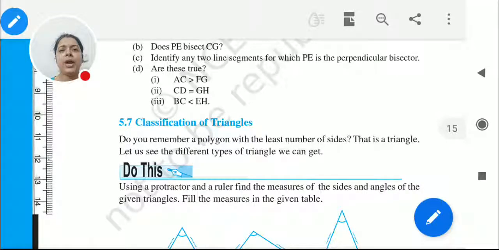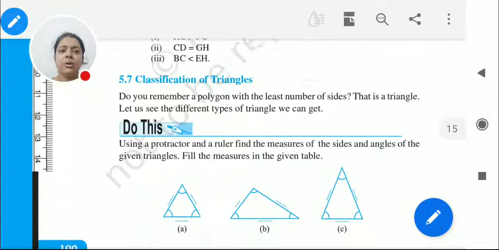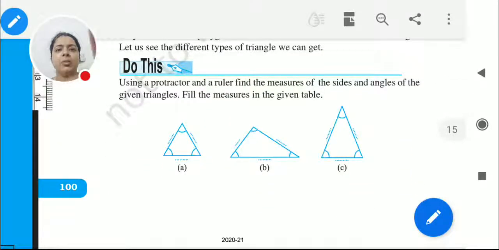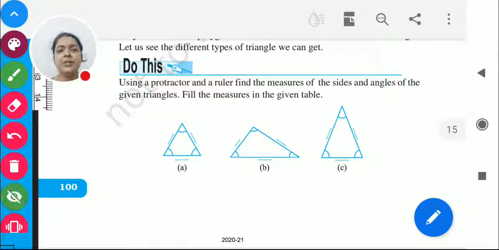I don't know whether you have gone through classification of triangles in class 5 or not. So please let me know first exactly what you have learned. Have you gone through the kinds of triangles, yes or no? Okay, doesn't matter. I'm sharing with you the kinds of triangles.